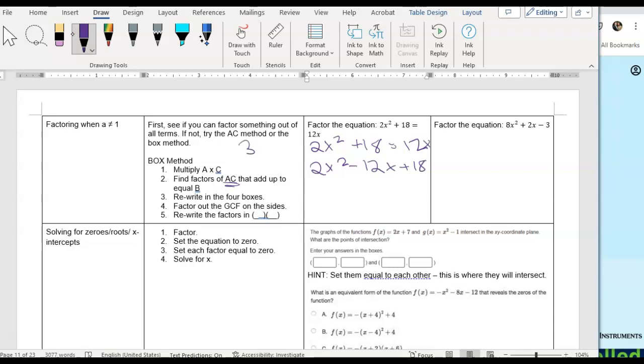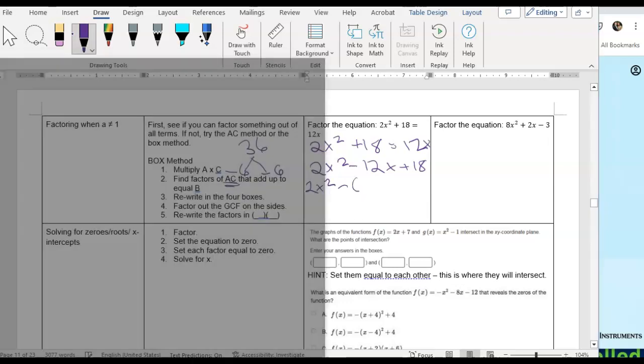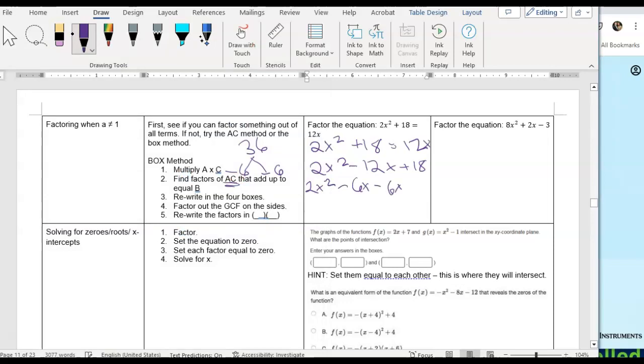So multiplying a times c, we get 36. I need factors of 36 that are going to add up to equal negative 12, but be multiplied to get positive 36. So the numbers will be negative 6 times negative 6. So I'm going to rewrite this as 2x squared minus 6x minus 6x plus 18. And then I'm going to reverse factor, right? So 2x squared minus 6x minus 6x plus 18. Here I can take out a 2x, take out an x here. This will be minus 6. And then this will be minus 3. All right, so then I now have my factors of 2x minus 6 times x minus 3.